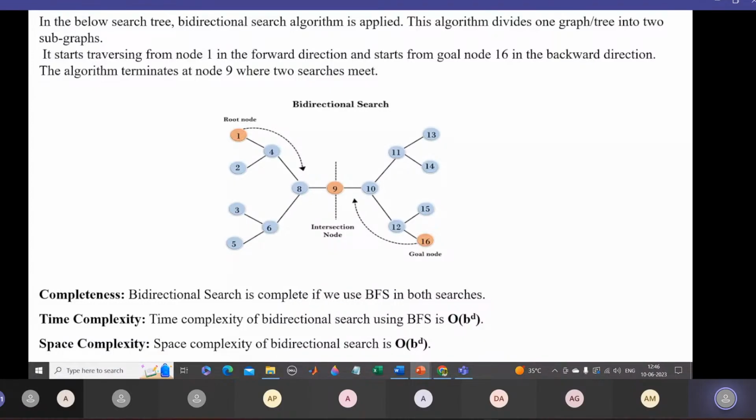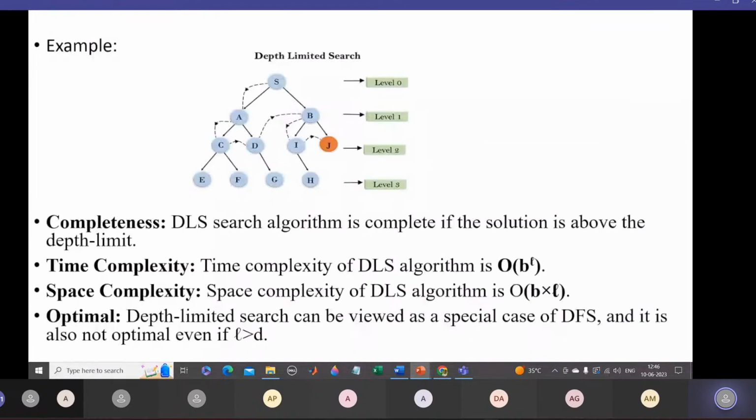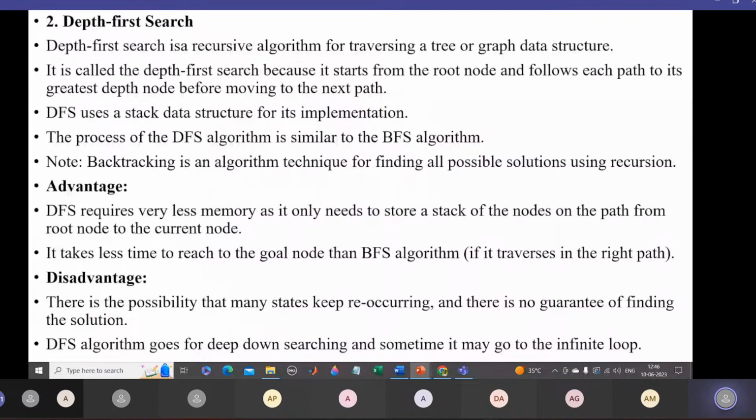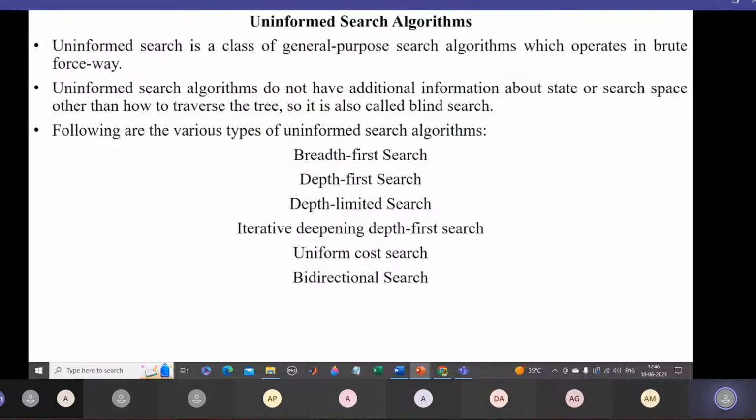Okay, so what are the things we have seen? Again, if you have any clarification, we will see in the next class. So we have uninformed search algorithms. All these are BFS, DFS, depth limited, iterative deepening, uniform cost, and bidirectional. All these come under uninformed search, that is some sort of blind search.